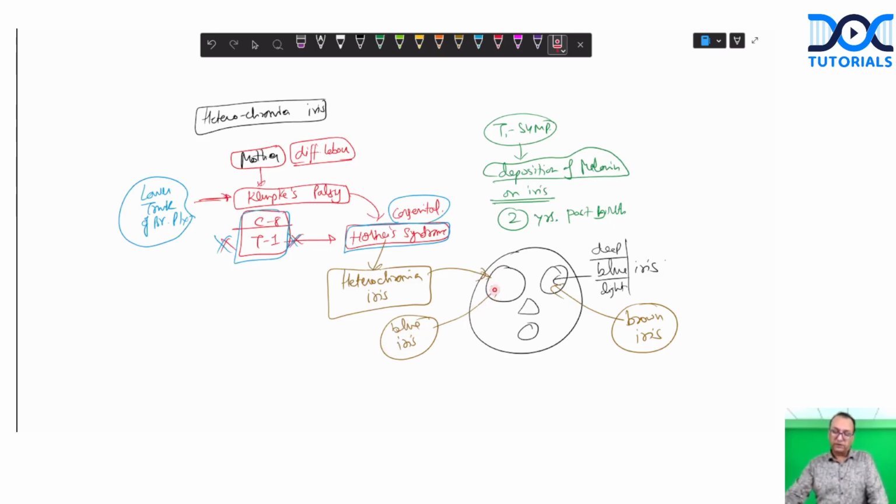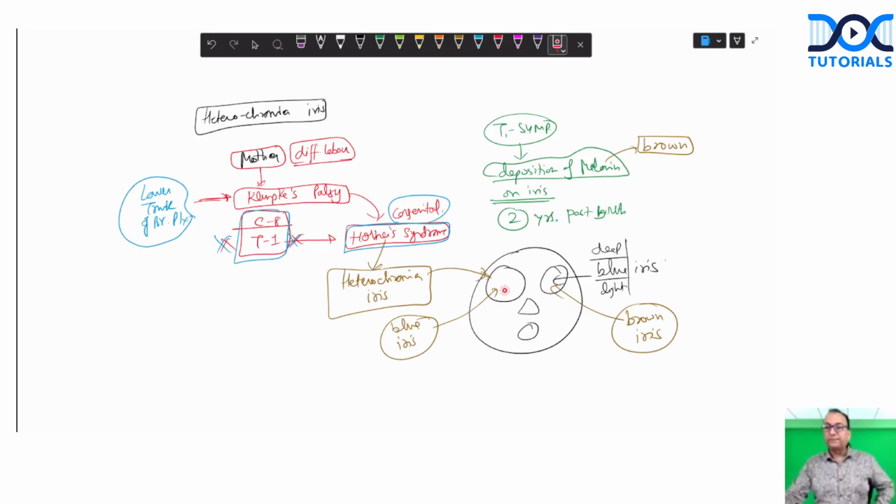So what is melanin? What is the color of melanin? The color of melanin is brown. So what will happen if you mix blue and brown? If you mix blue and brown, there will be green. And what if I continue mixing more brown? Then it will be brown, of course. So in the beginning it is blue, it becomes green, and then becomes brown. That is how the transition happens.